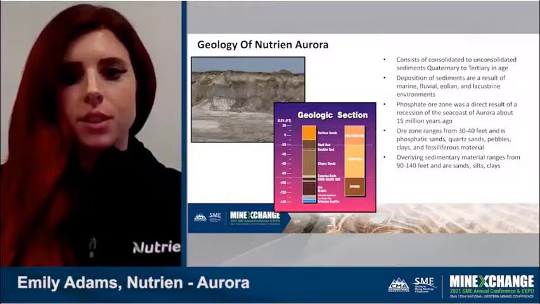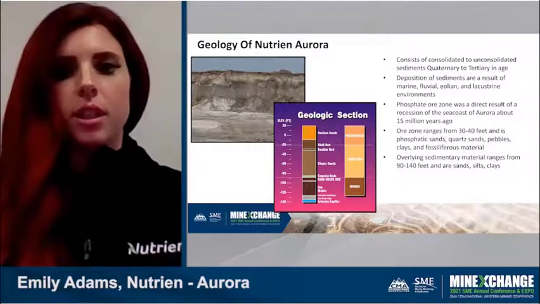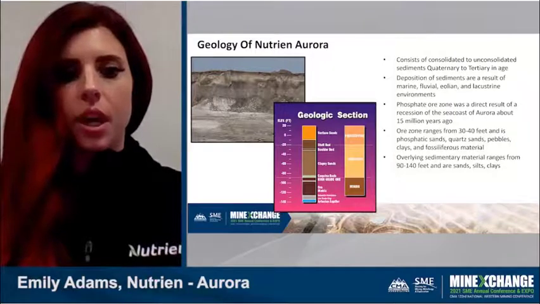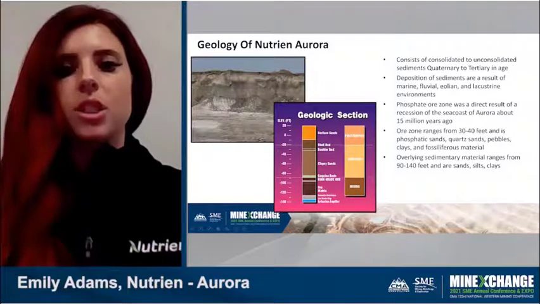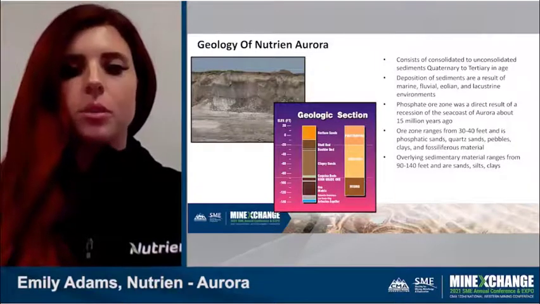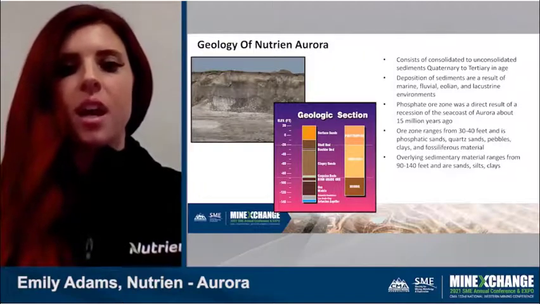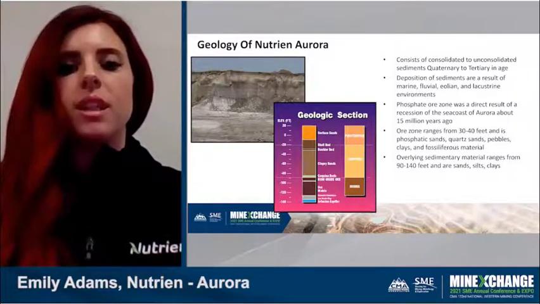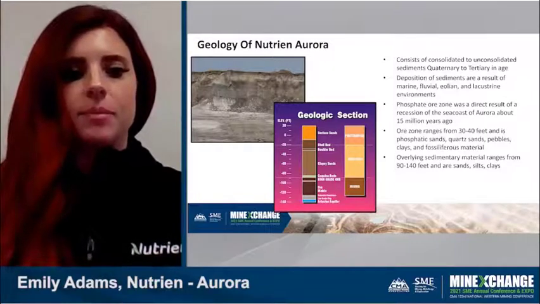We only mine our phosphate ore zone, which was a direct result of recession of the seacoast of the Aurora area about 15 million years ago. This ore zone ranges from 30 to 40 feet thick and is rich in phosphatic sands, quartz, pebbles, clays, and, my favorite, we have some awesome fossils out here at the site. The overlying material is 90 to 140 feet thick and is sand, silts, and clays.